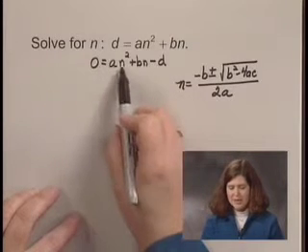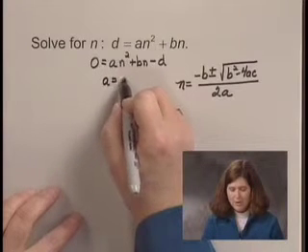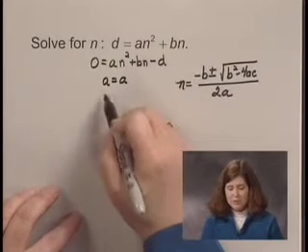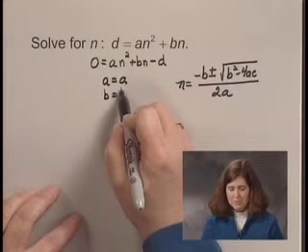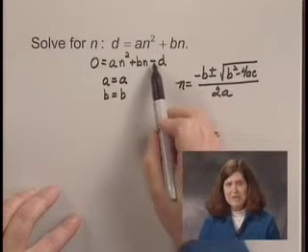A is the coefficient of the n squared term, so a equals a. B is the coefficient of the n term, so in this case, b equals b. C is the constant, so c is the opposite of d.